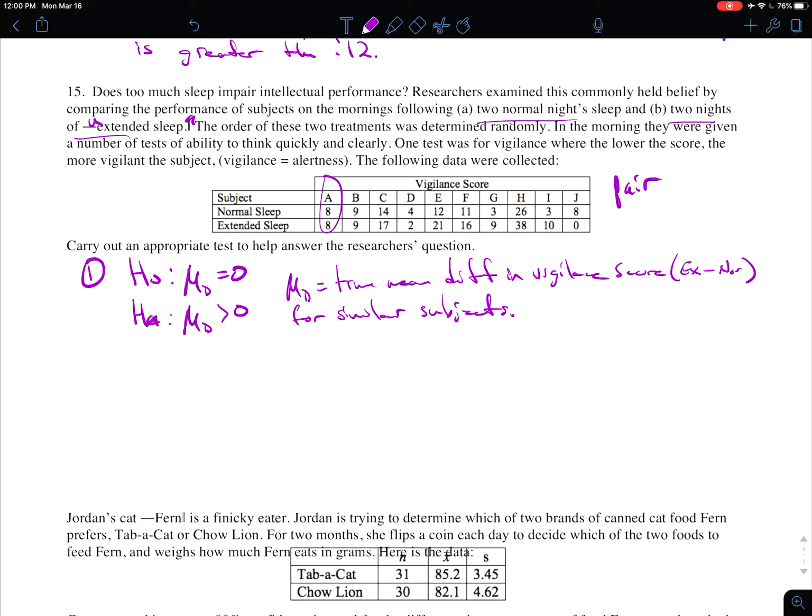So however it is that these subjects were chosen, groups similar to them, is the true parameter that we're estimating here. It's not the sample.